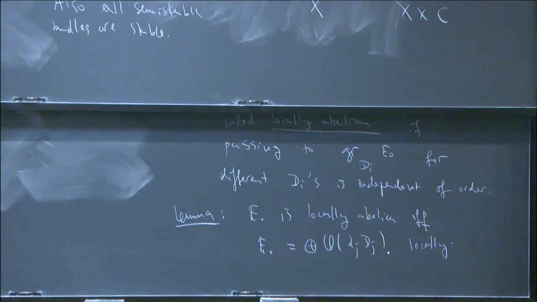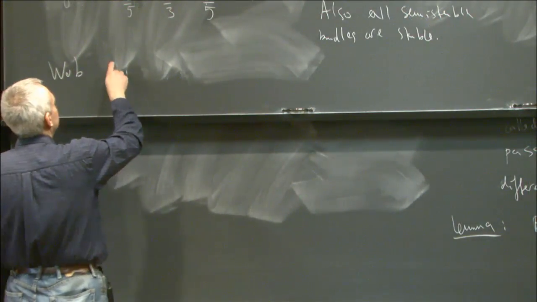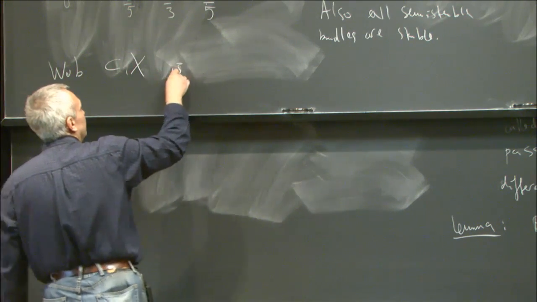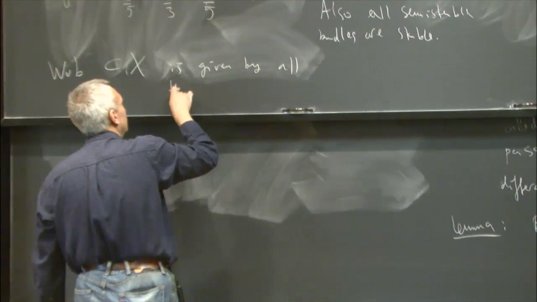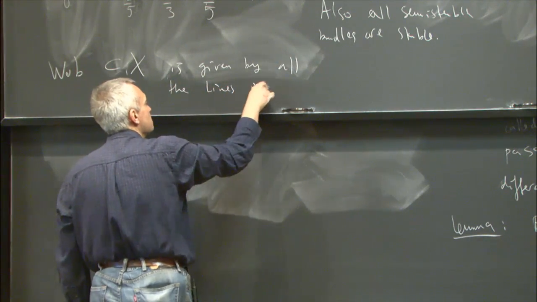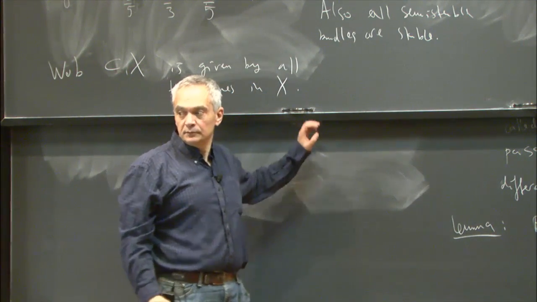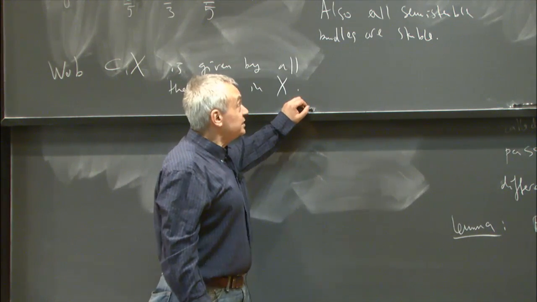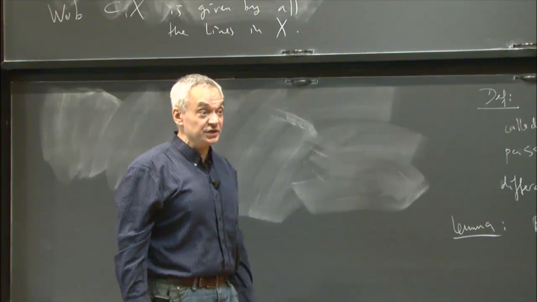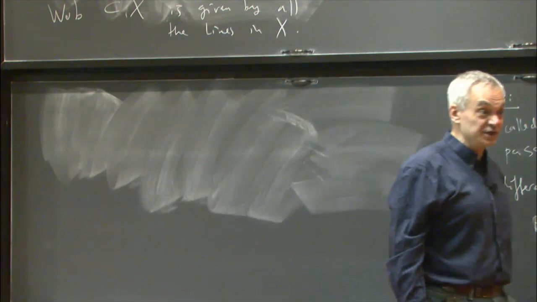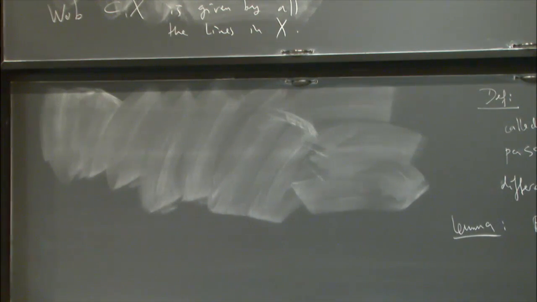The wobbly divisor inside X is given by all the lines in X. X is a Del Pezzo of degree 4. It has an anti-canonical model. It sits inside P4 as the intersection of two quadrics. And you can look at all the lines in P4 sitting inside X.